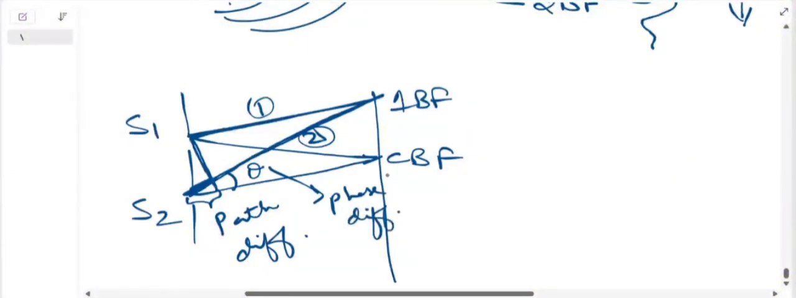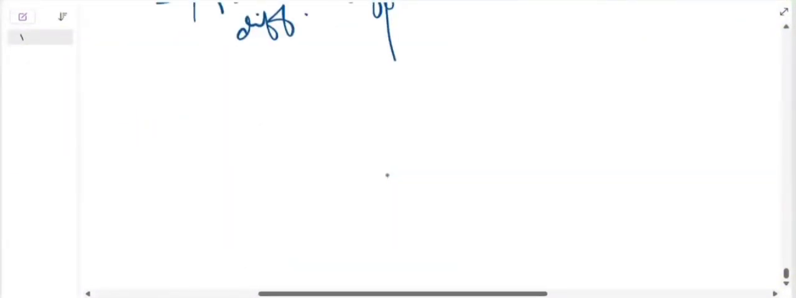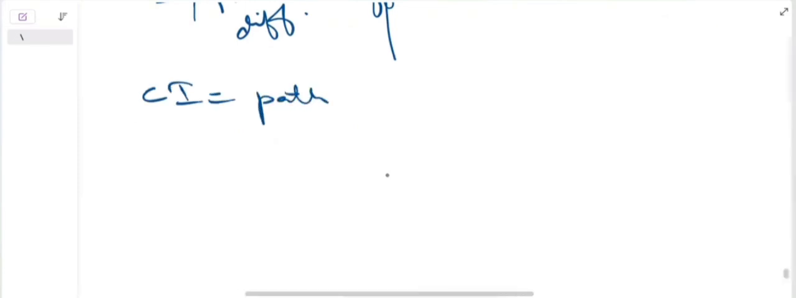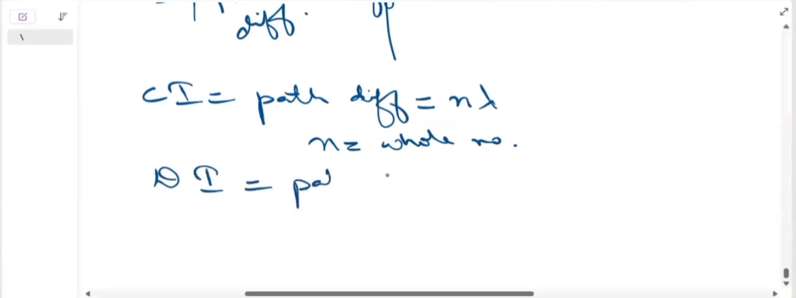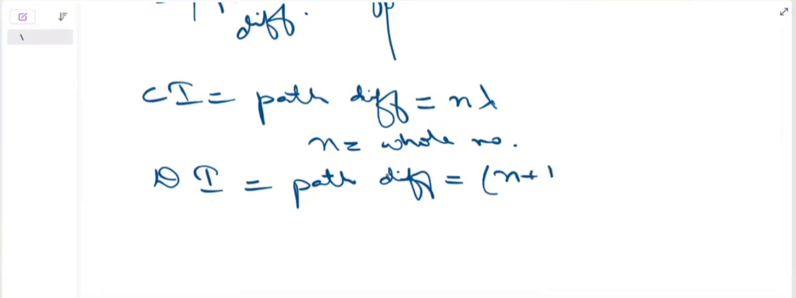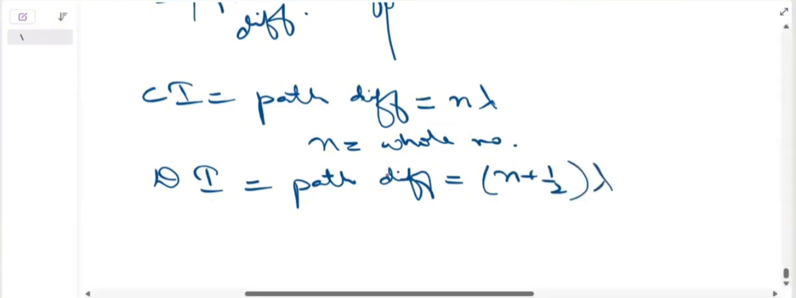For constructive interference, your path difference is always n lambda, where n is a whole number. For destructive interference, your path difference is always n plus half lambda. Again, n is your whole number. Okay, you are noting it down? Kindly do it fast.